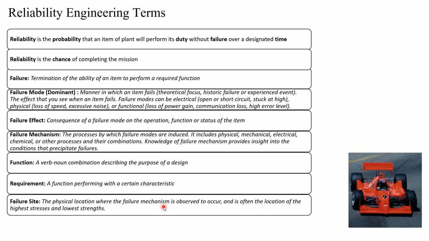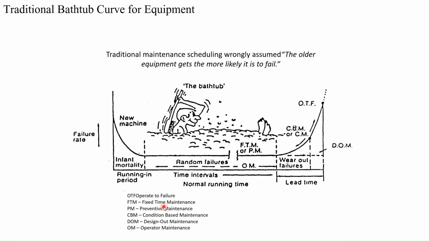Traditional bathtub curve in the equipment life cycle model. The bathtub curve is a widely recognized graphical representation of equipment failure rates over time. It consists of three key phases: infant mortality, random failure, and wear-out (aging effect). This model helps in understanding failure patterns and implementing appropriate maintenance strategies.